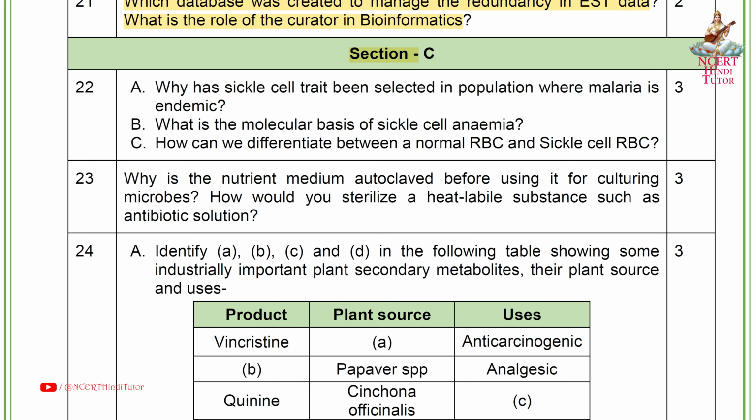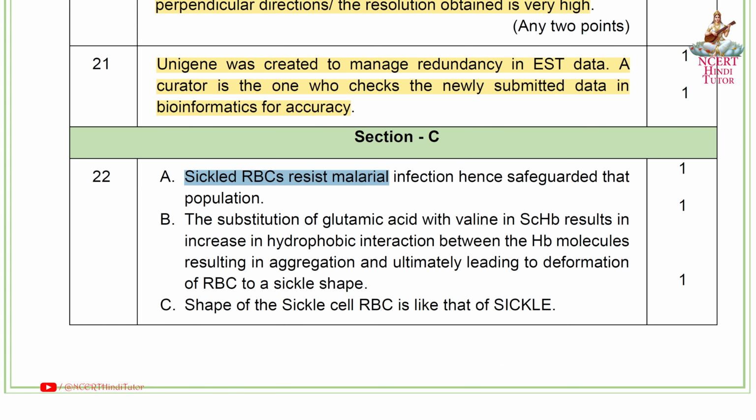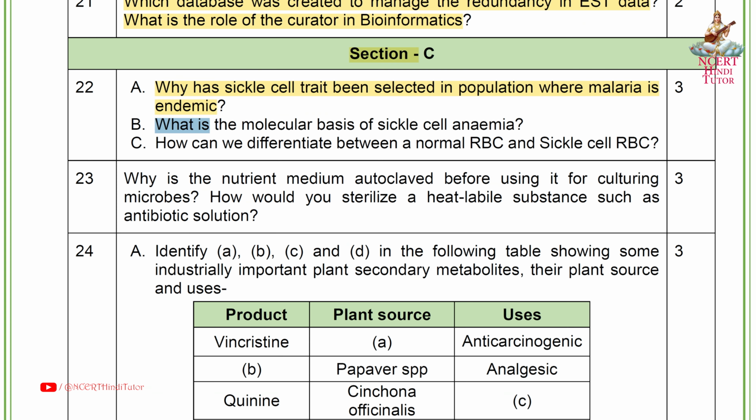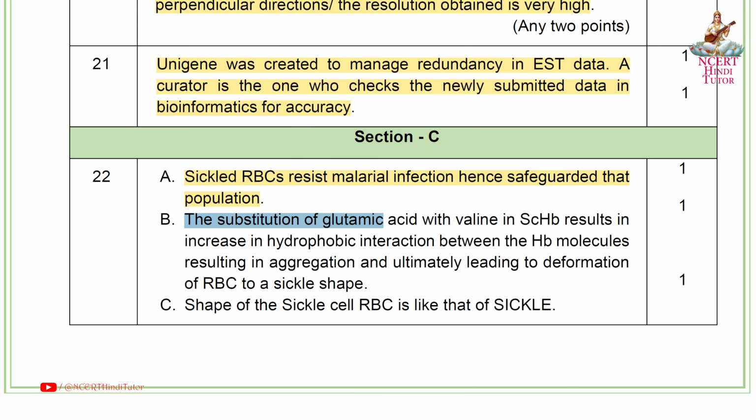Section C, question 22a. Why has sickle cell trait been selected in population where malaria is endemic? Answer: sickled RBCs resist malarial infection, hence safeguarded that population. B. What is the molecular basis of sickle cell anemia? Answer: the substitution of glutamic acid with valine in HbS results in increase in hydrophobic interaction between the Hb molecules, resulting in aggregation and ultimately leading to deformation of RBC to a sickle shape.